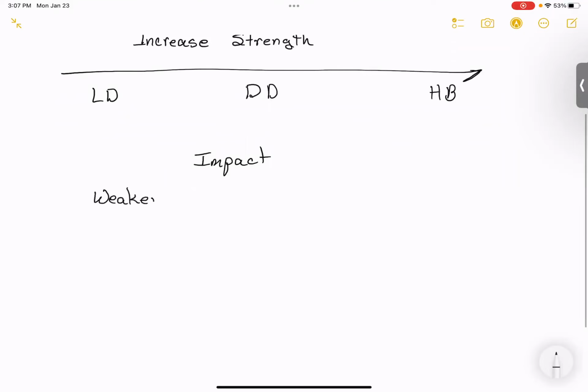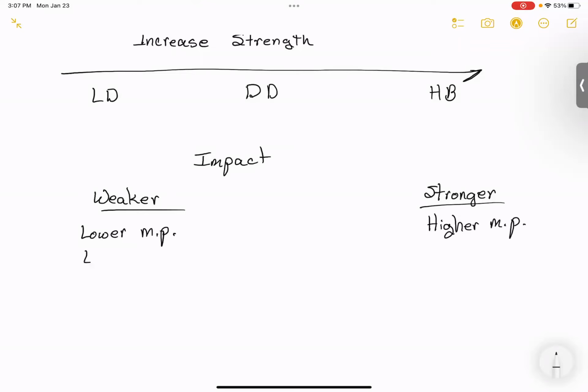Basically, I described it using weaker intermolecular forces and stronger intermolecular forces. Basically, the weaker the intermolecular force that is present, the lower the melting point. The reason is, if you've got a weak intermolecular force, it's not going to take very much energy to separate those molecules, to go from solid into liquid. Whereas the stronger the intermolecular force, the higher the melting point.